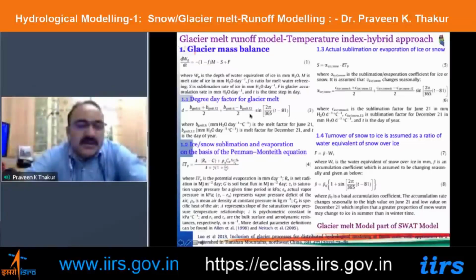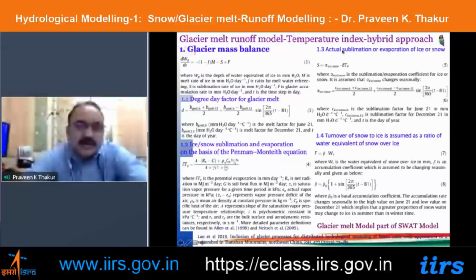Then there is a degree day factor for the melt. This degree day factor is a function of the time of the year and the duration for which it is there. So that is also part of the calibration. Then the ice and snow sublimation or evaporation is calculated based on the Penman-Monteith method.